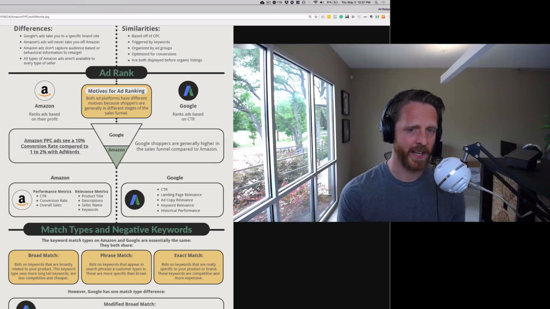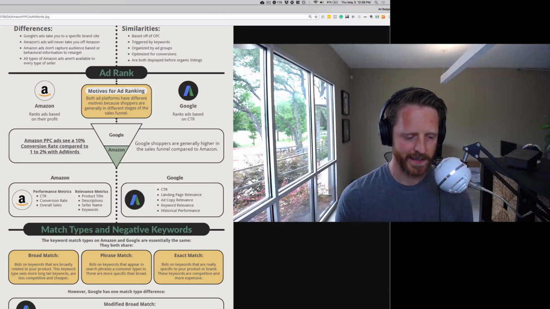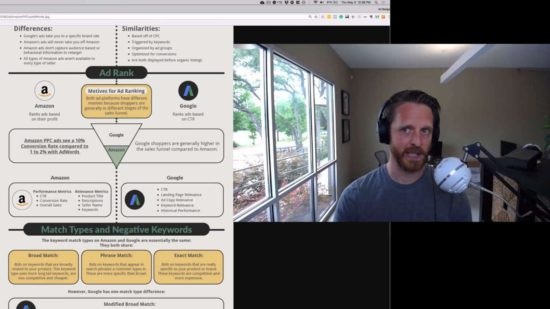Now on Amazon, Amazon has a different set of incentives. Not only do they want people to click on ads, so they still have the click-through rate incentive, but they also have a conversion rate and revenue per conversion incentive as well. Meaning if I'm an advertiser and you're an advertiser, and we both are bidding a dollar, and we both have the exact same click-through rate.